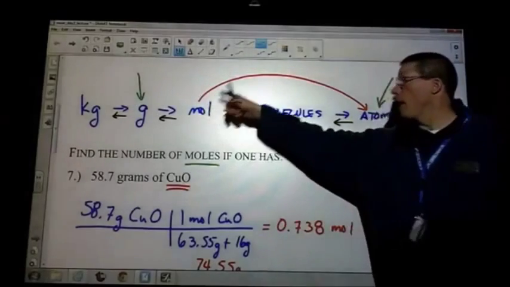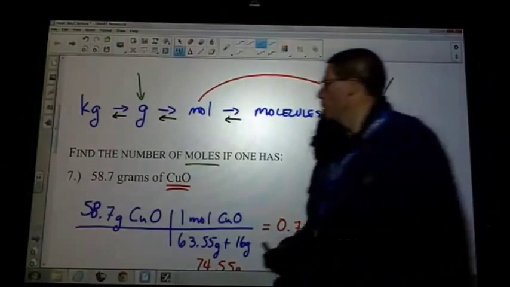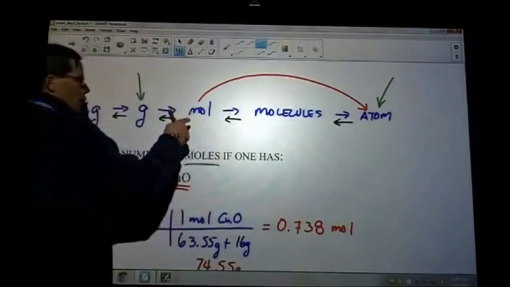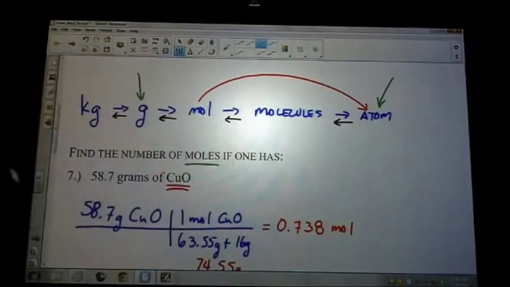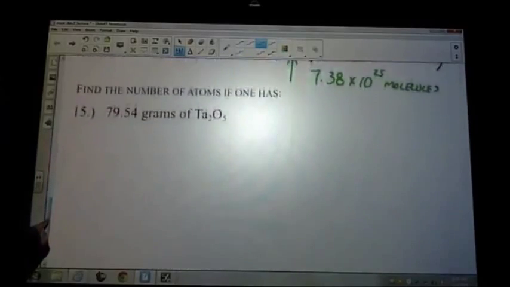Okay. Can I bypass molecule? No, because I have a molecule, so I don't want to do that. That would only take place if I gave you a single type of element, which I'm not doing yet. All right, so here we go.